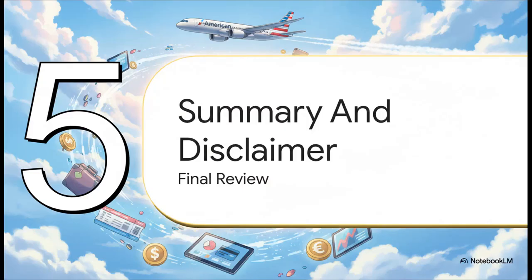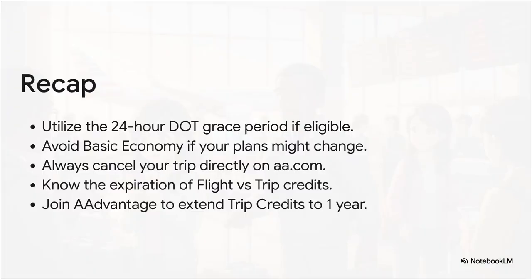All right, bringing it all home with Section 5, Summary and Disclaimer. So, the crucial point is this. Let's rapidly distill these key takeaways so they really stick with you. Always utilize that 24-hour DOT grace period for a cash refund if you're eligible. Avoid basic economy fares if there's even a slight chance your plans might change, just to save yourself those penalty fees. Always try to cancel your trip directly on American.com before your departure. Know exactly how the expiration dates differ between flight and trip credits, and absolutely join the free AAdvantage program to extend your trip credit to a full year.